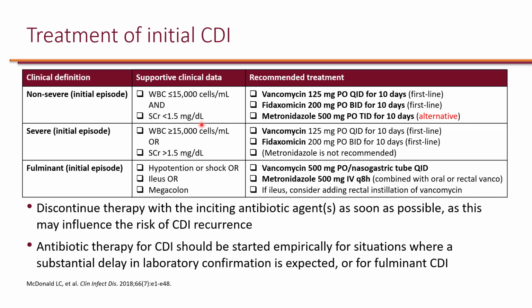For these patients, the first line recommendation is either vancomycin 125 milligram PO 4 times a day for 10 days or fidaxomicin 200 milligram PO twice a day for 10 days. These two are very effective for treatment of non-severe C. diff infection and recommended first line.